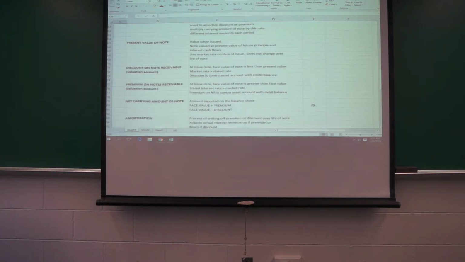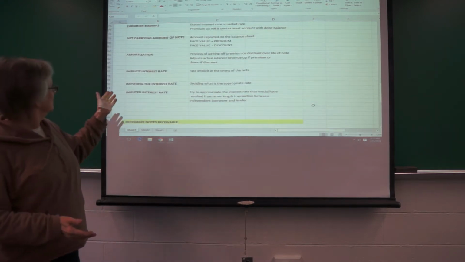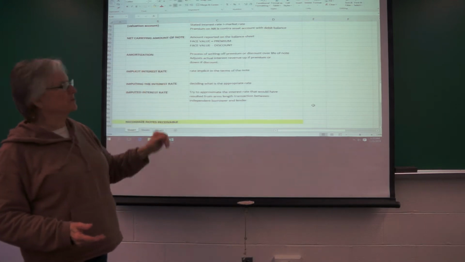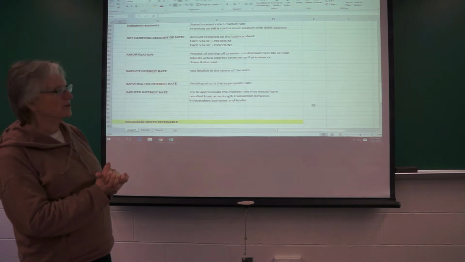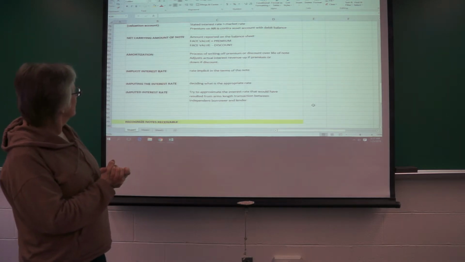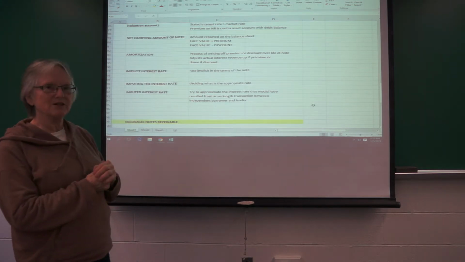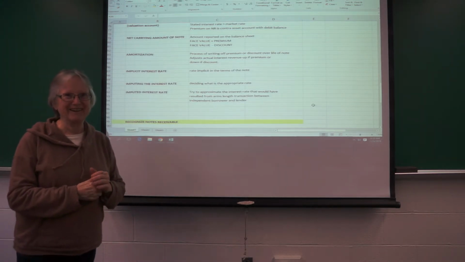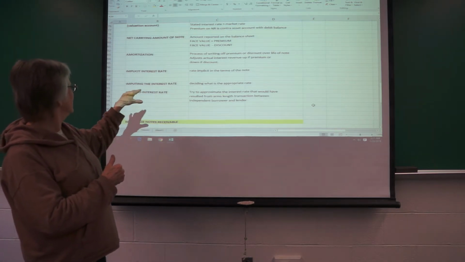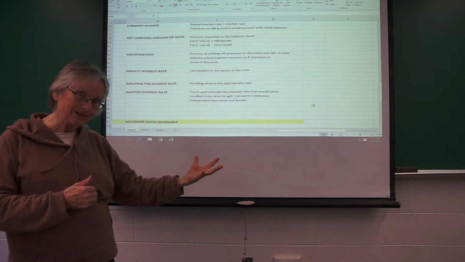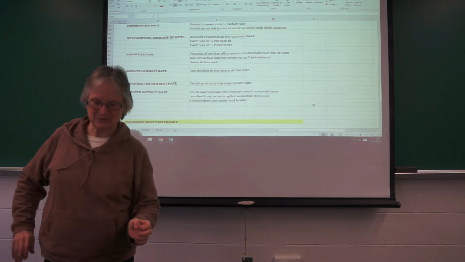Okay, so the net carrying amount of the note will be similar to what we did with bonds. It'll be the face value plus premium, or face value less discount. We amortize the premium or discount over the life of the notes, just like we did with bonds. Okay, and then the implicit interest rate and imputing the interest rate, you just have to figure that all out. It's implied in the terms of the note, and if you're imputing it, you're trying to figure out what it is. All right, so that's a lot of the terms on notes receivable.